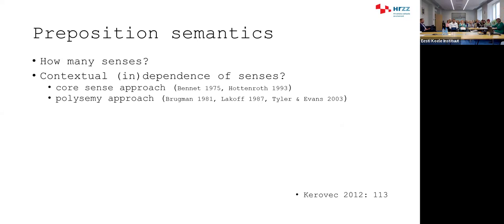Well, there are two questions in preposition research that have been very important throughout the 20th century and the 21st century. That is, how many senses does one preposition have, and how contextually dependent or independent are they? And there have been two answers proposed. One, very little: senses are very vague, context resolves everything. And the other one, there are many senses. Some call this approach even radical polysemy, where basically for every new spatial or temporal configuration, you propose another sense.